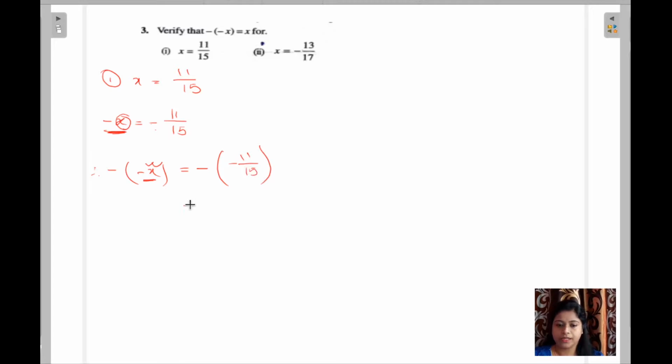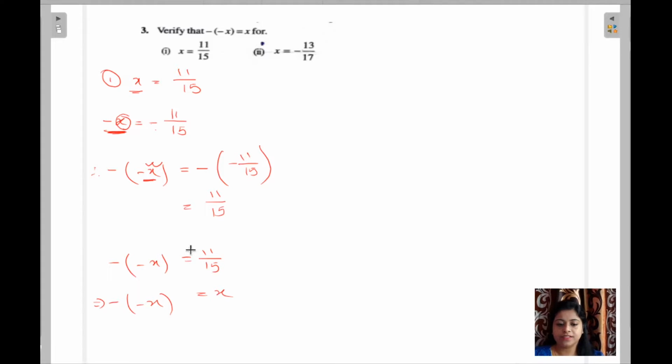So now again, minus minus is plus. Plus symbol, so 11 by 15, no need to write the plus symbol. So minus minus plus, that's why 11 by 15. Now see, we have got that minus of minus x is equal to 11 by 15. And 11 by 15 means what? 11 by 15 means x again. That means minus of minus x is equal to x.